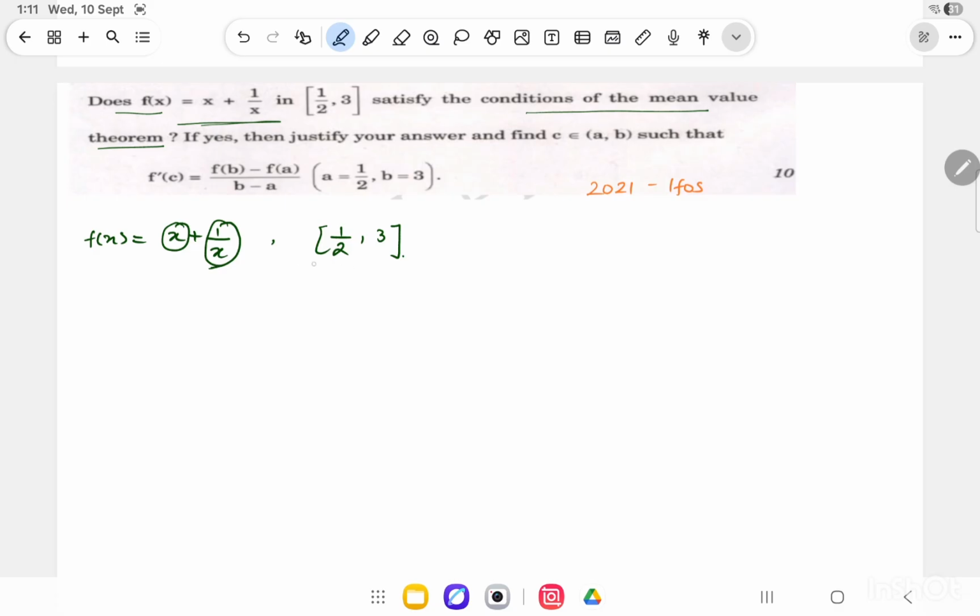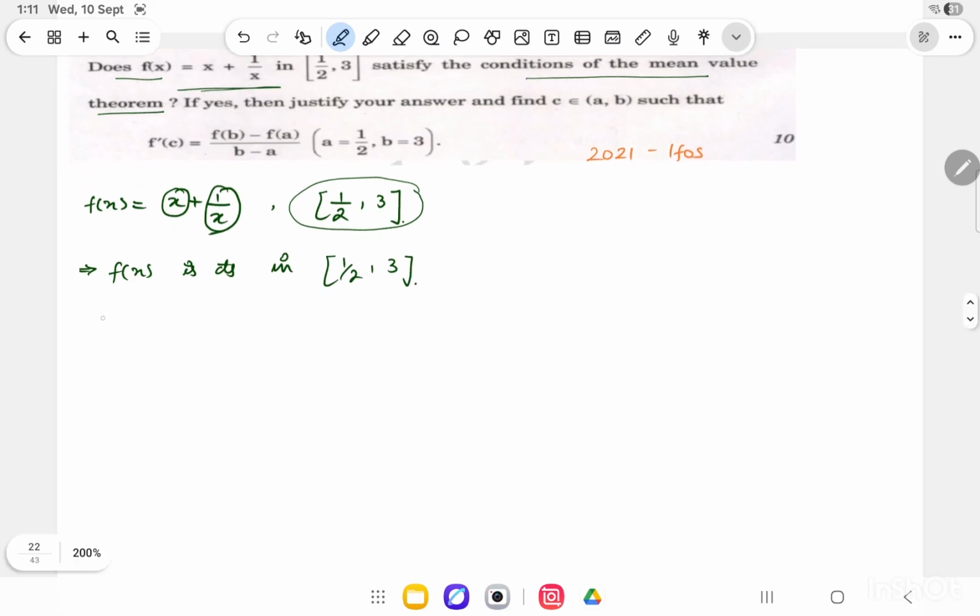But we are supposed to check the conditions of the mean value theorem in the interval 1/2 to 3, and 0 doesn't belong to this interval, so we can safely say that f(x) is continuous in [1/2, 3]. You can also verify this. Also we can say that f(x) is differentiable in the open interval (1/2, 3).